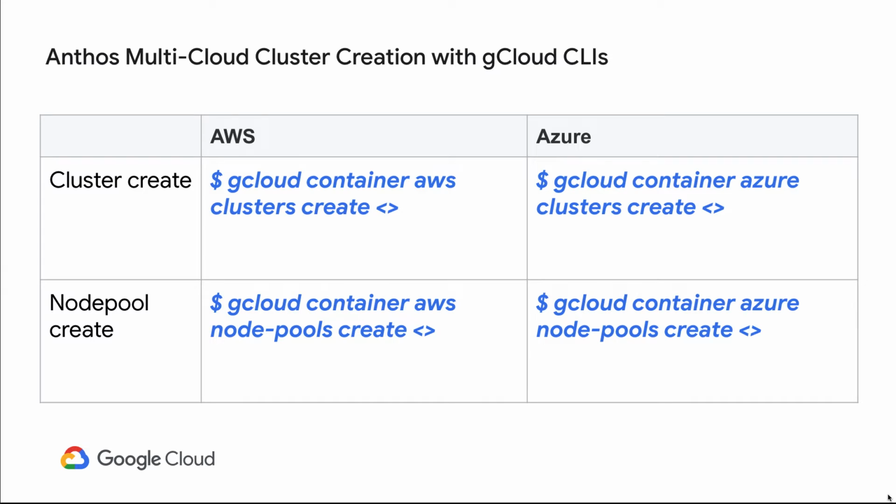There are multiple ways to perform lifecycle management of Anthos clusters on AWS or Azure. One option is to use gcloud CLIs, as you can see in the CLI example here in the slide. You'll create cluster control plane nodes first, followed by the node pool creations with the CLI. And Terraform is another option for provisioning the Anthos multi-cloud clusters. Now let's jump right into the demo.